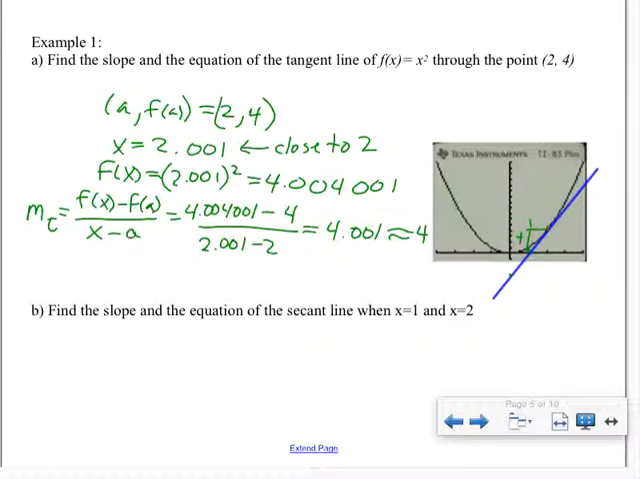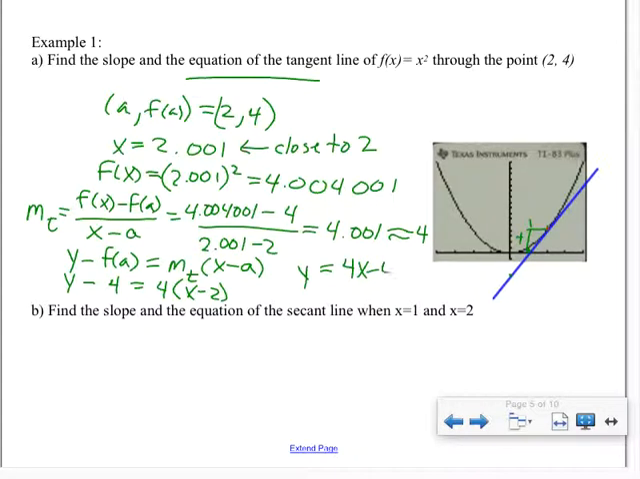So how do we find the equation? Because we want the equation of the tangent line. Well, the equation of the tangent line is just y minus our original point, f of a, equals our slope times x minus a. So we're going to put our a value, our f of a value, and the slope we found into that equation. So it's y minus my value of 4 equals my slope of 4 times x minus 2. If you feel more comfortable putting that in slope-intercept form, feel free. I'm okay with you stopping right there. But if you did that, you would get y equals 4x minus 4 as the equation.